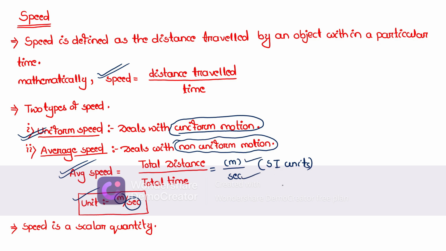If in your examination they give you distance in kilometer, you should convert that distance into meter, then you will find your answer. So meter per second is the unit for speed. We have already discussed scalar quantity. So speed is a scalar quantity because speed deals with distance. So this is all about your speed.